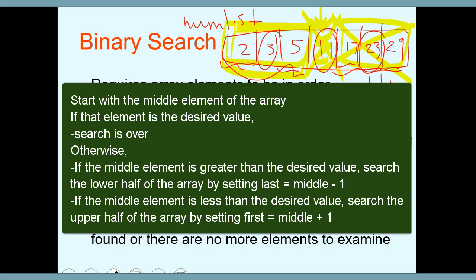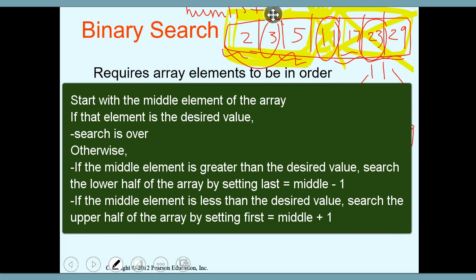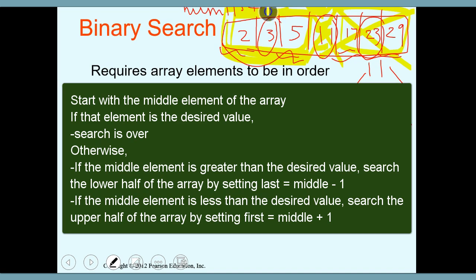And then we would repeat the process. So let's say we're looking for the 3. Then now our new list is really just 2, 3, and 5. So we'd start in the middle again. And there's our 3 that we're looking for.